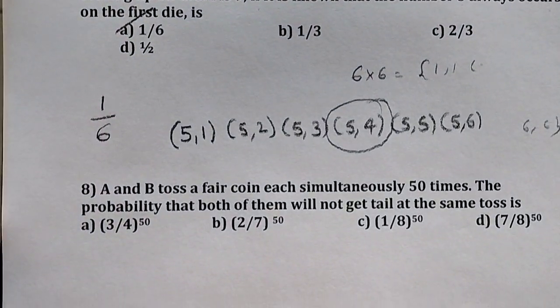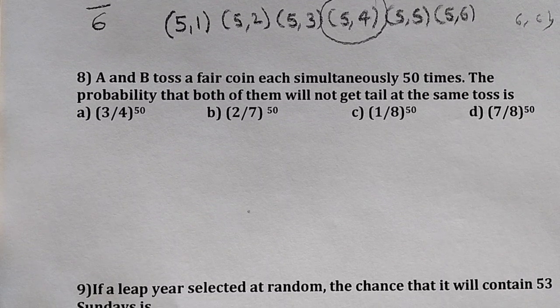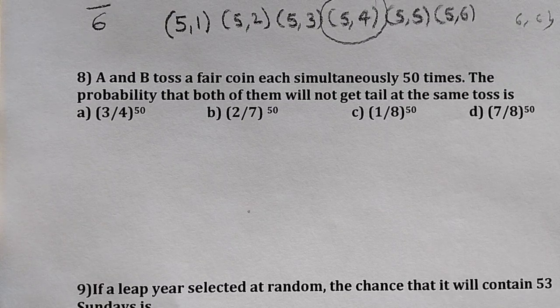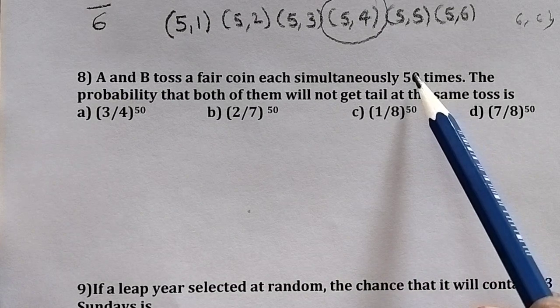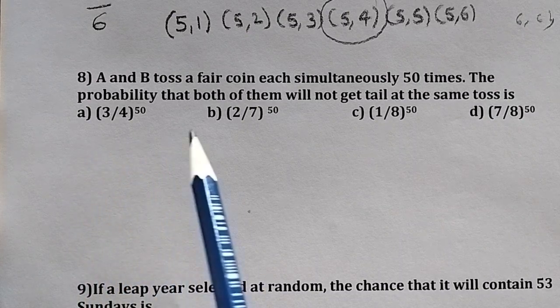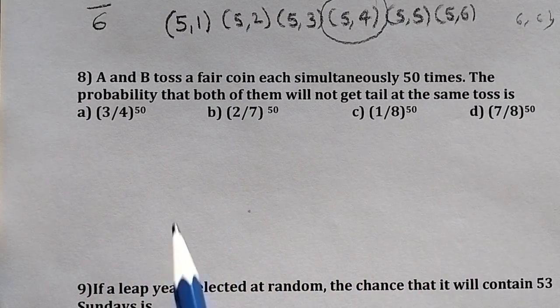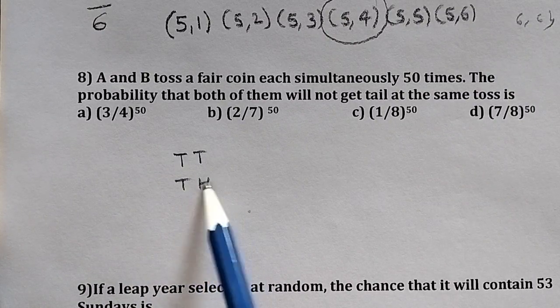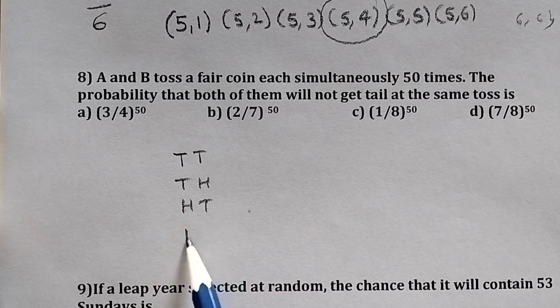Okay, now coming to question number 8. A and B toss a fair coin each simultaneously 50 times. The probability that both of them will not get tail at the same toss is. So try to understand 50 times. Just leave that 50 times. I just want to know what are the outcomes while A and B are tossing a fair coin each simultaneously at least one time. So maybe the results are tail, tail, tail, head, head, tail, head, head.